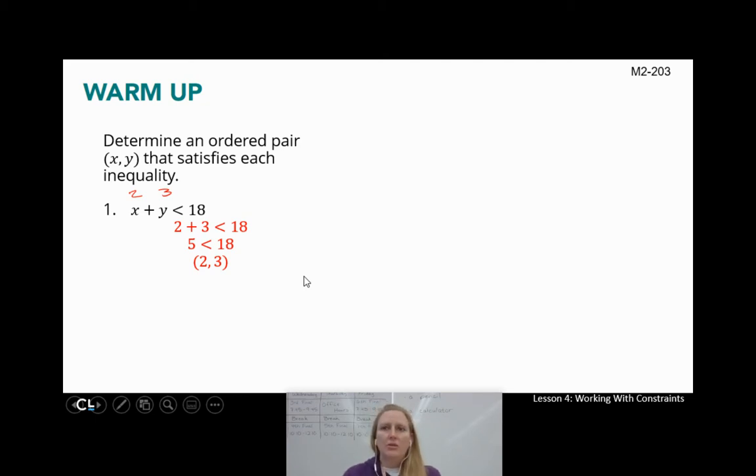Again, not the only solution. It's a solution. You may have come up with something completely different, right? Maybe you came up with 5 and 6. Maybe you came up with 7.2 and 1.5. You could come up with anything so long as added together they were less than 18. So this is an ordered pair that satisfies that inequality. So if we were to graph that inequality, that ordered pair would be on the shaded half plane of our inequality, right?